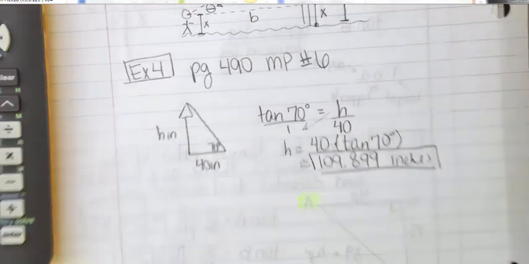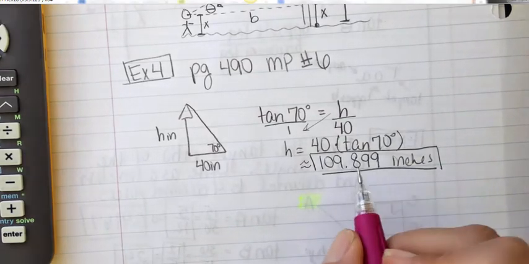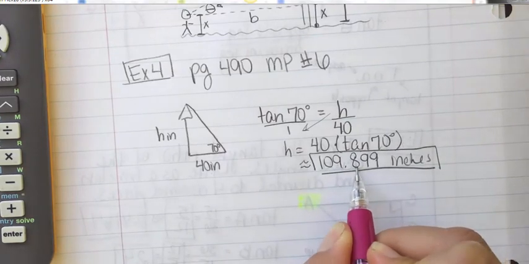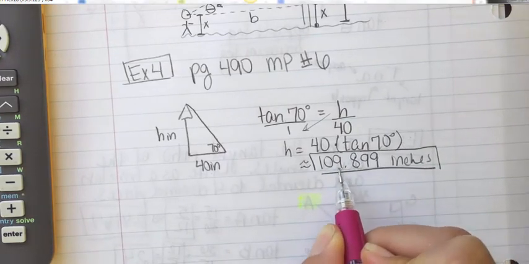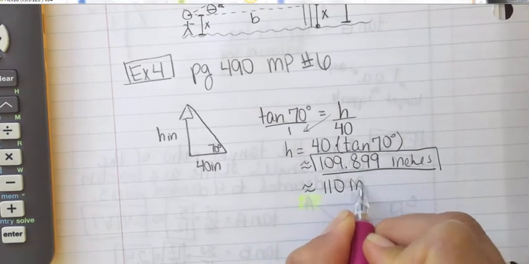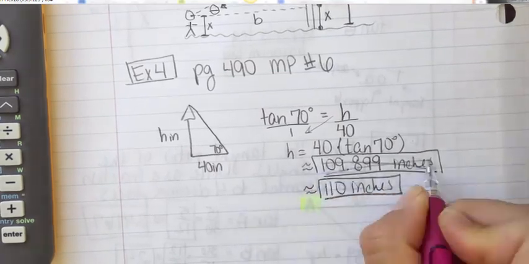Let me reread it one more time and make sure that we got it all. It says here, find the height h of the lamppost, to the nearest inch. You can't go 3 decimal places, because it says to the nearest inch. So the nearest inch is here in the ones place. I need to look at the tenths place. That's 5 or bigger, so I need to round this up. So actually it's approximately 110 inches. That's the correct answer. Gotta always go back and read the directions.